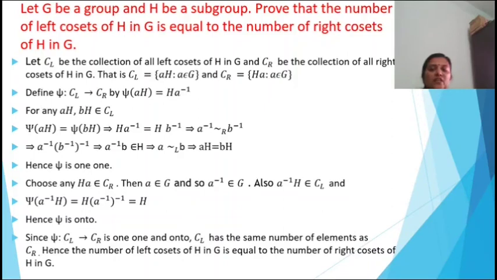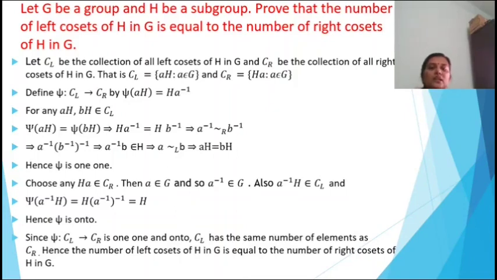For any aH, bH elements of CL, psi of aH equal to psi of bH implies Ha inverse equal to Hb inverse, which implies a inverse is equivalent to b inverse, which implies a inverse times b inverse inverse, which is equal to a inverse b, is an element of H. So which implies a is equivalent to b, implies aH equal to bH. Hence psi is one-one.